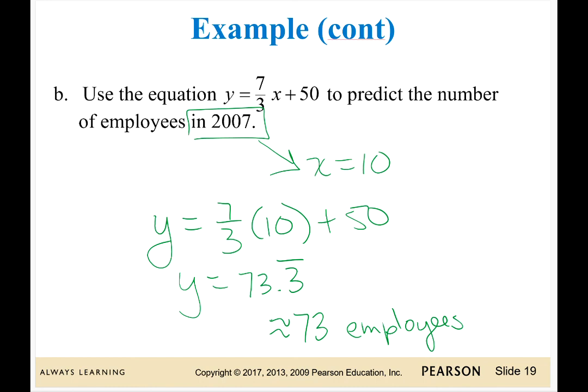All right, so you will use slope-intercept form in word problems quite a bit. So again, go back and practice a couple word problems as well.